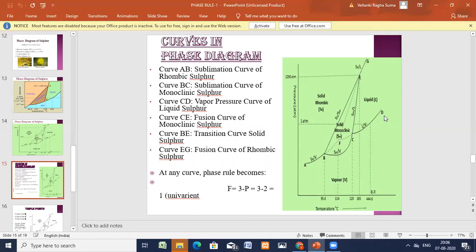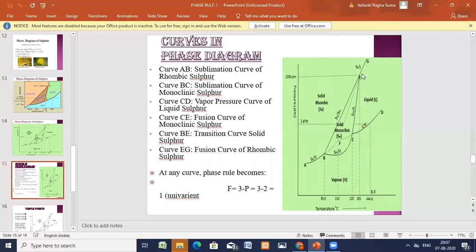Now coming to CD. CD, vapor is in equilibrium with liquid. So it is the vaporization curve, liquid converting to vapor. This is the vaporization curve CD. Liquid sulfur is converting to vapor sulfur.